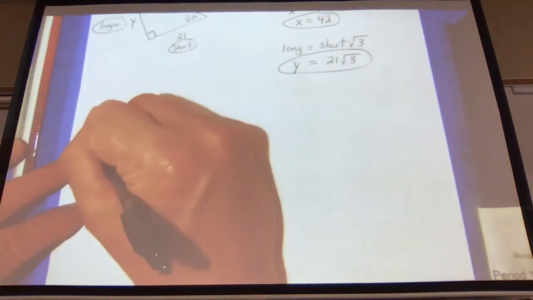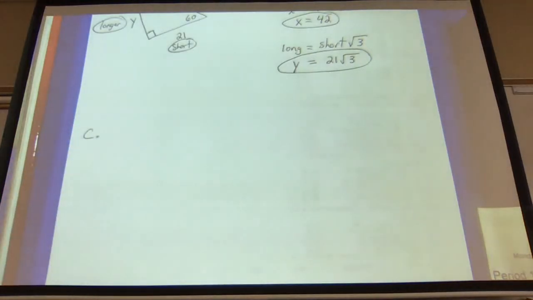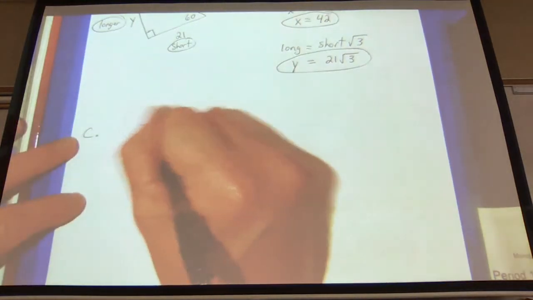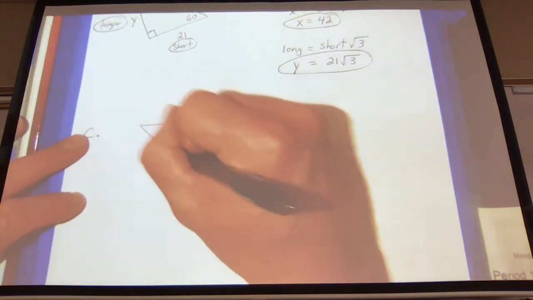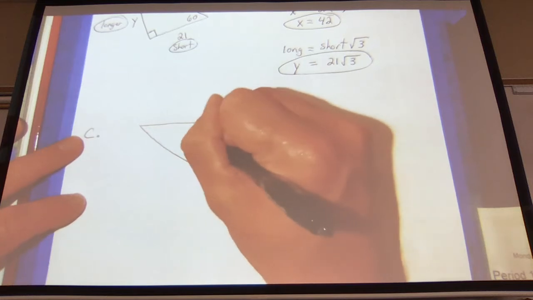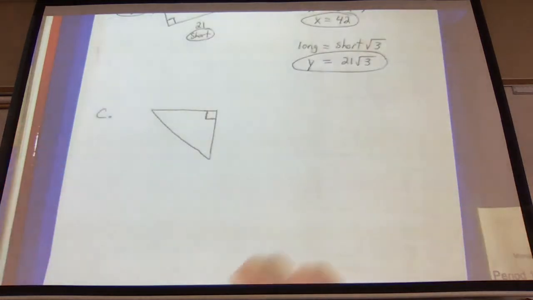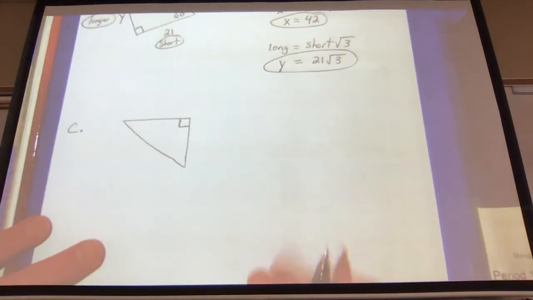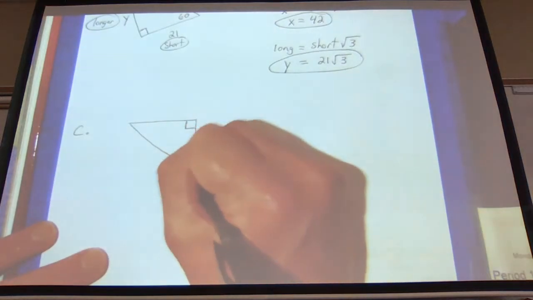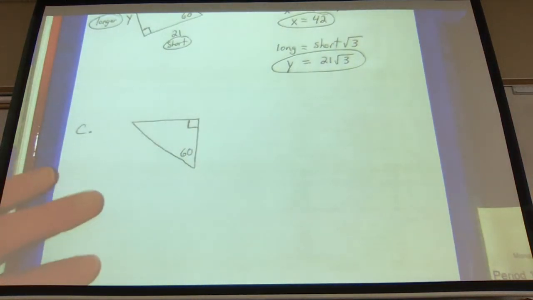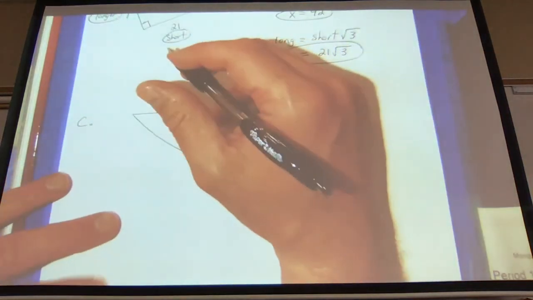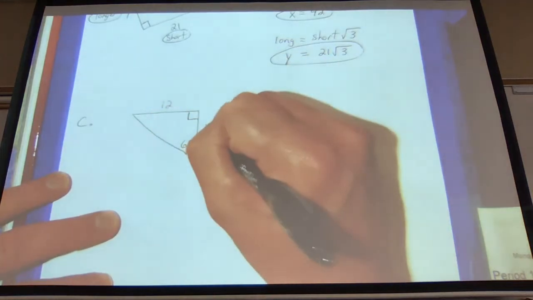All right, let's do one more together. Let's see, this time around they're going to mark the 60-degree angle. And let's see, we got 12 and x and a y.